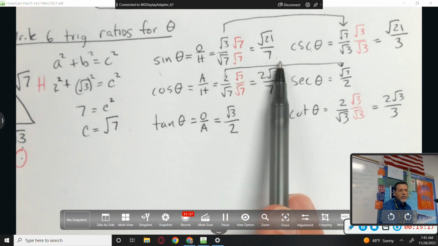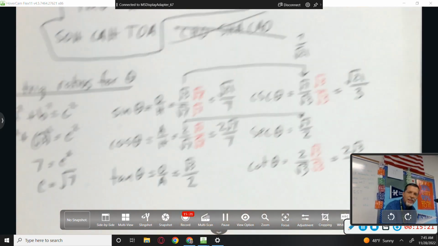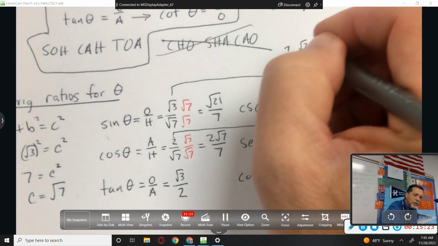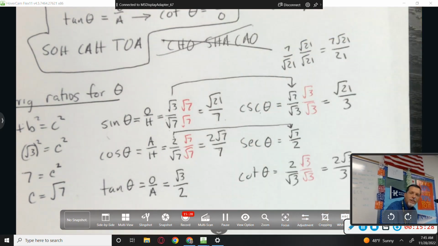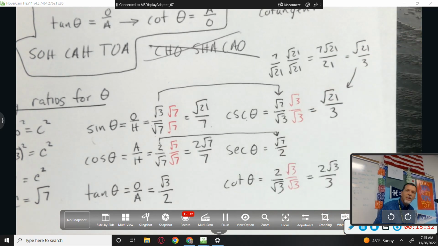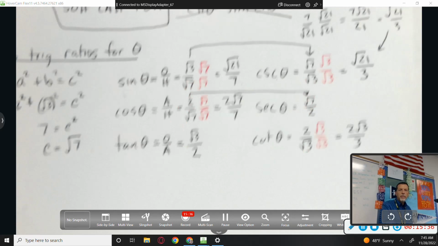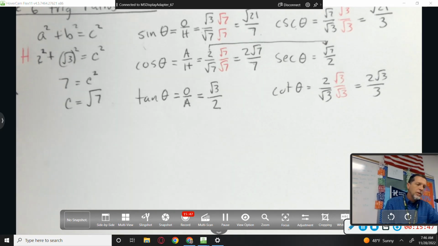Because if you flip this one, you're going to end up with 7 over root 21, and then you're going to have to fix it with root 21. 7 root 21 over 21, which reduces to root 21 over 3. So you get the same thing, it's just a little bit longer path to get there. So again, don't memorize the cosecant, secant, cotangent in terms of their ratio. Memorize who they're partners with. That will be a much bigger help in the long run.